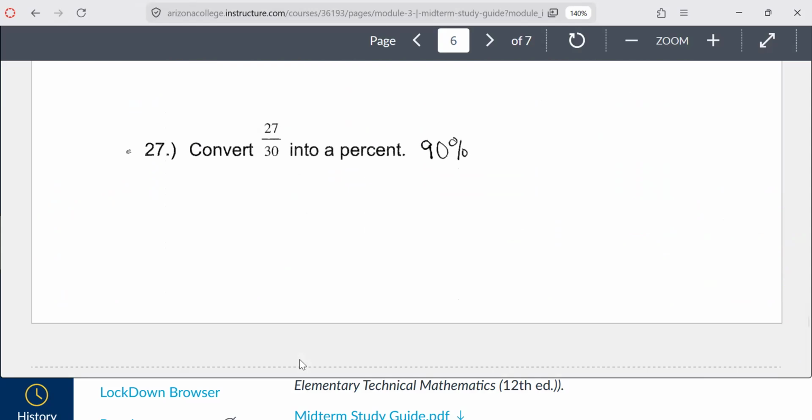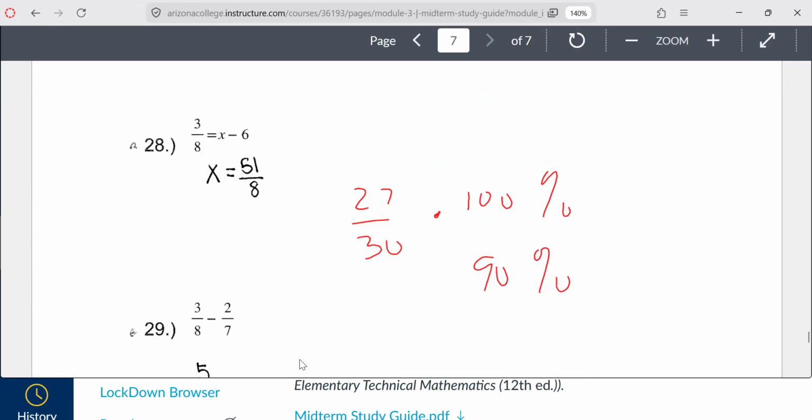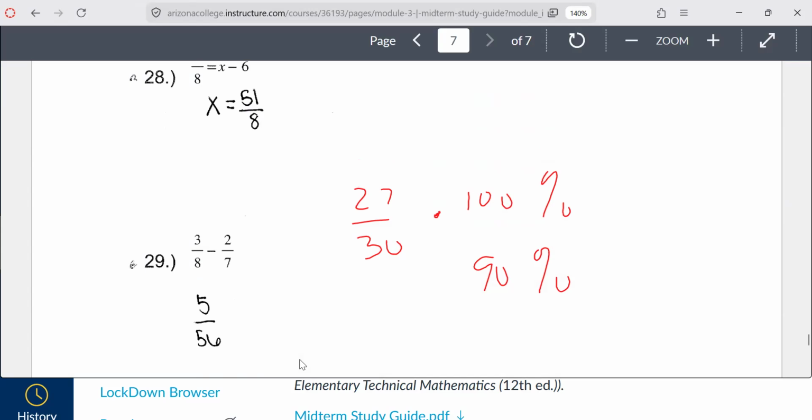Now, 27 divided by 30 into a percent. So we're doing 27 divided by 30, which is 0.9, times 100. That's all you're doing. So put that in a calculator. 27 divided by 30 is 0.9, times 100. That gives you 90%. Okay.